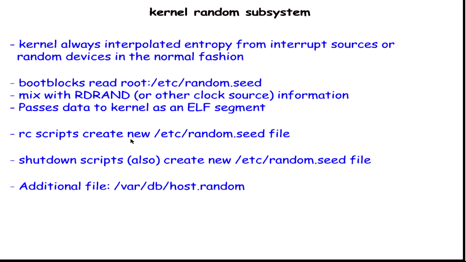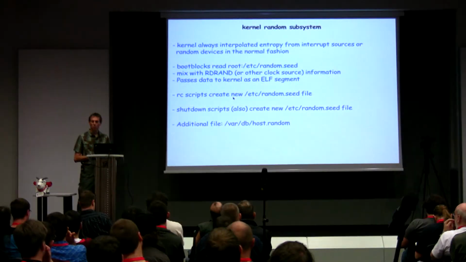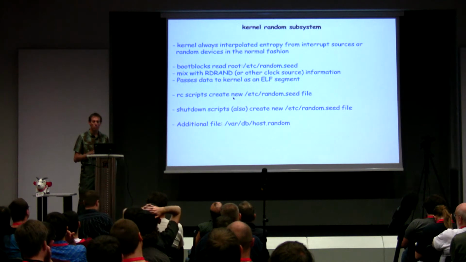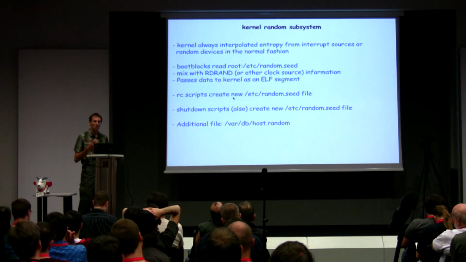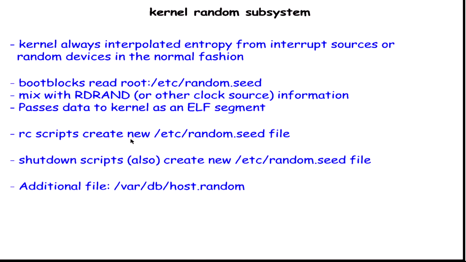I'm going to talk about the kernel random subsystem and start showing some diagrams as to how the mechanisms work. The kernel gets its entropy from interrupt sources and random devices built into the CPU, like the randomization instructions that are built into various processors nowadays, much like a random number generator does on other operating systems.